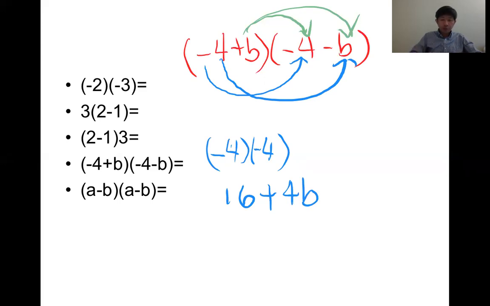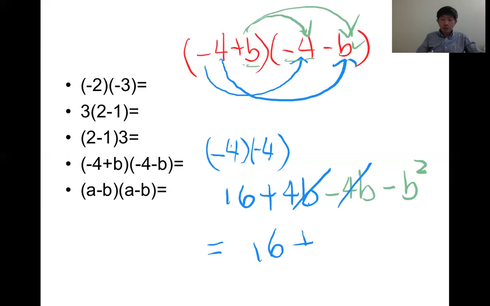Then next, I want to do green. You take a -4 times b, which is -4b, right? And next, you have b, negative b and positive b, which is a negative b squared, right? Now here, I'm going to add together, which one we can cancel. Oh, this one we can cancel because it's positive, negative. So 16 minus b squared, okay? That is how we solve this problem, okay?